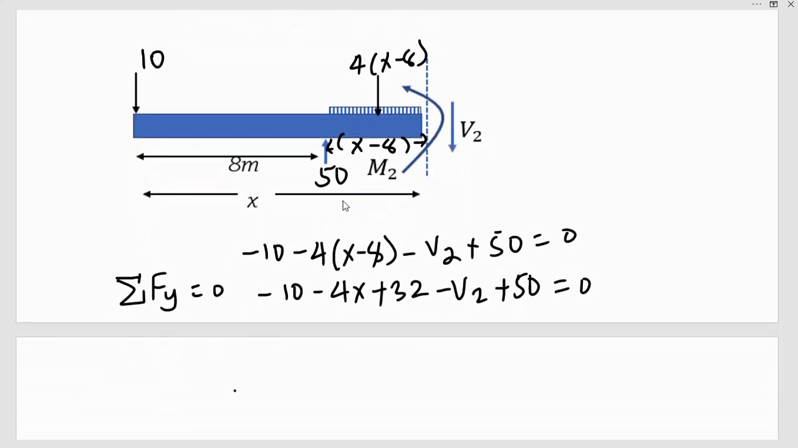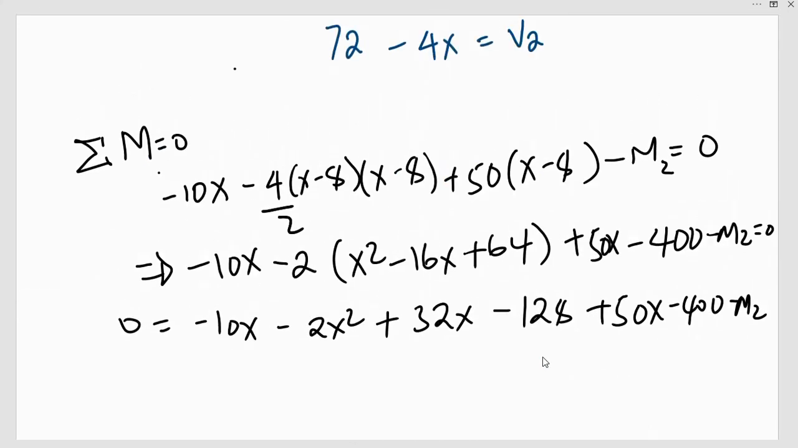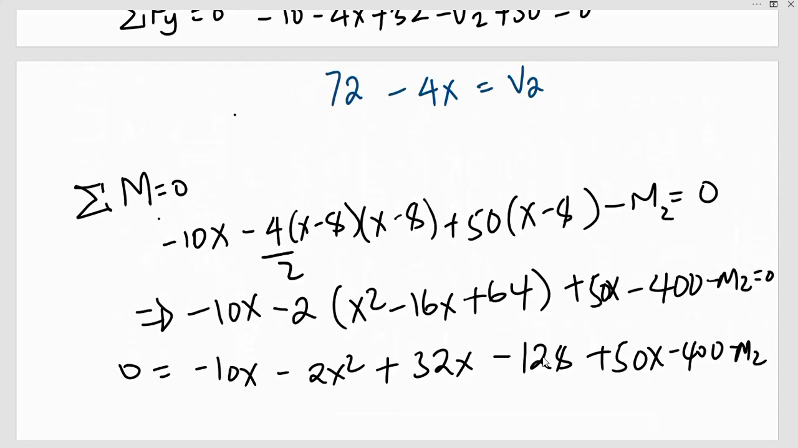So if we are summing forces in the vertical direction, we have negative 10 minus 4 into x minus 8 minus v2, since it is also pointing vertically downwards, then plus 50, which is pointing vertically upwards. So minus 10 plus 32 plus 50, that is 82, minus 10, that will be 72, minus 4x will equal v2. Okay, since v2 is equal to 72 minus 4x, let us look at what is our moment.